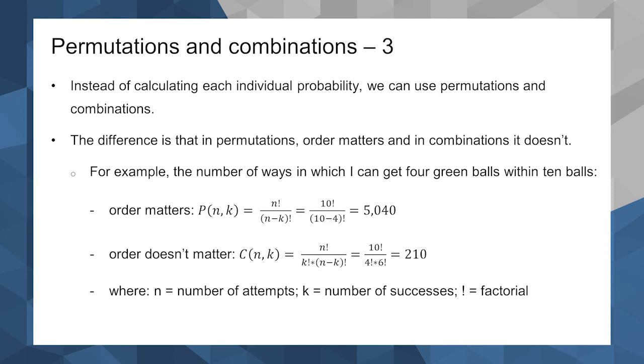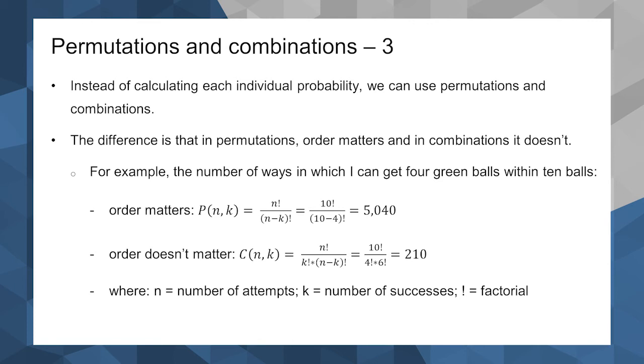And as you can see in there, if you take, for example, 10 balls in one bag, 4 of which are green, the number of ways in which I can get 4 green balls within 10 balls, if the order doesn't matter, so if I just want 4, I can only have 210 ways. But if the order matters, you can see what happens.